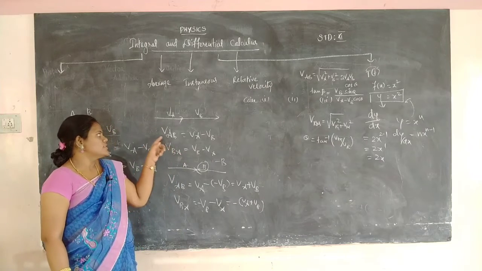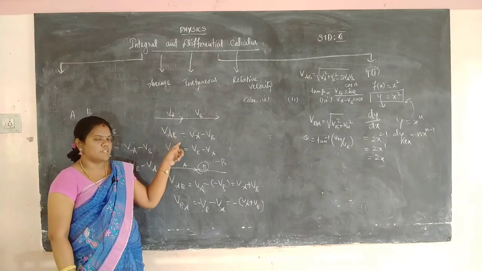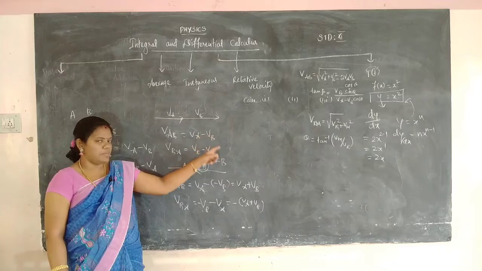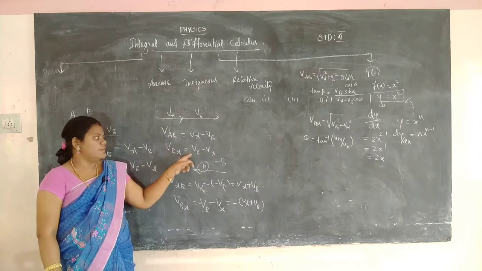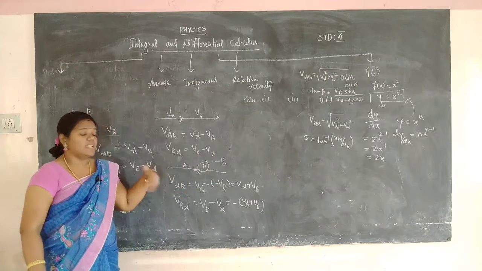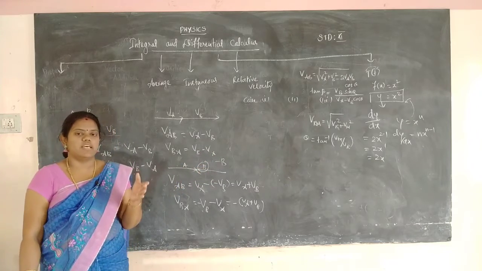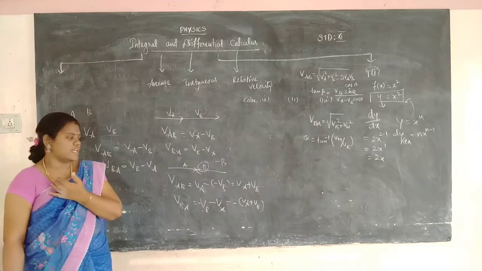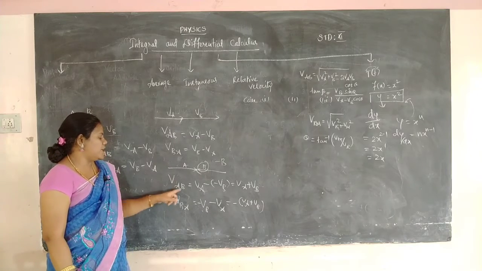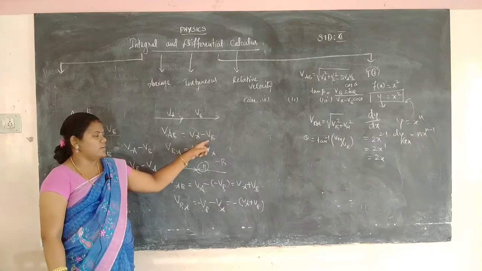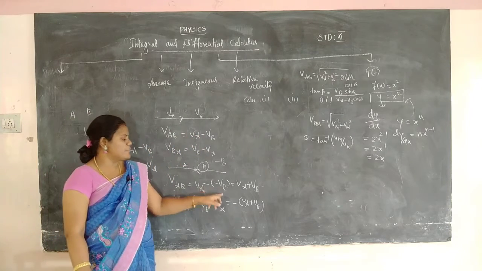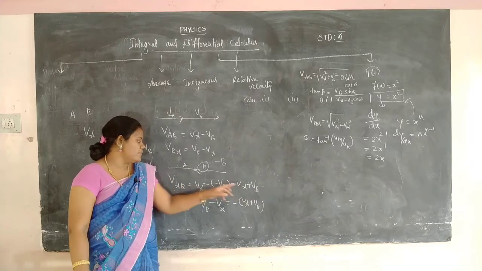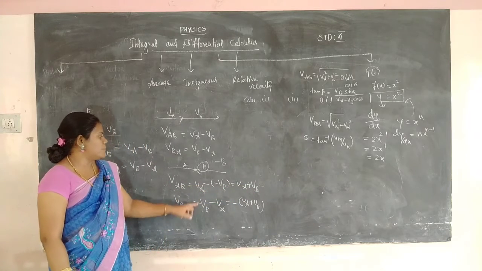You have to consider the relative velocity of the first person with respect to the second one, VA minus VB. The relative velocity of the second person with respect to the first one is VB minus VA. But if one person is moving in the forward direction and another person is moving in the opposite direction, the relative velocity VAB is equal to VA, and the second person will be in the opposite direction, so minus of minus VB is equal to VA plus VB. But here VA is equal to minus VB.